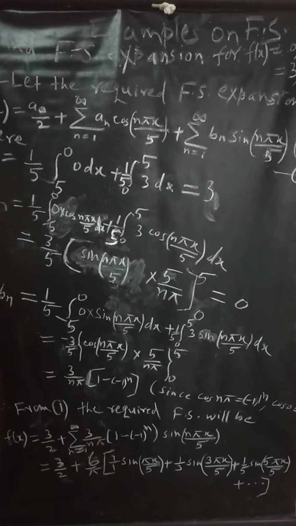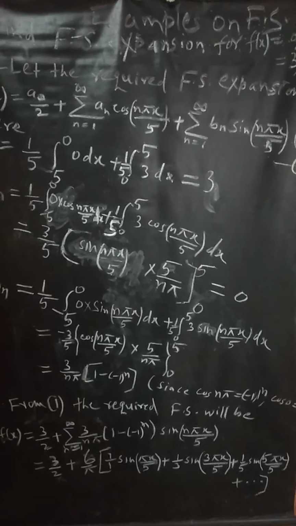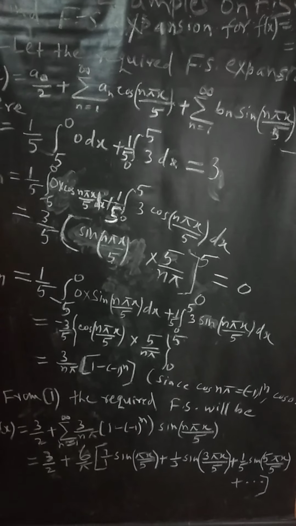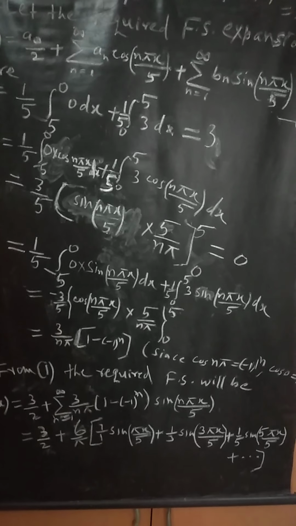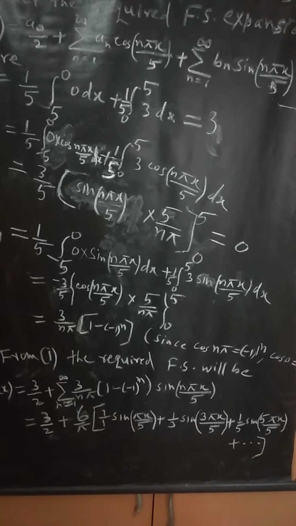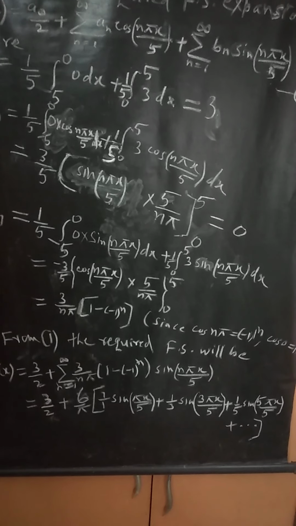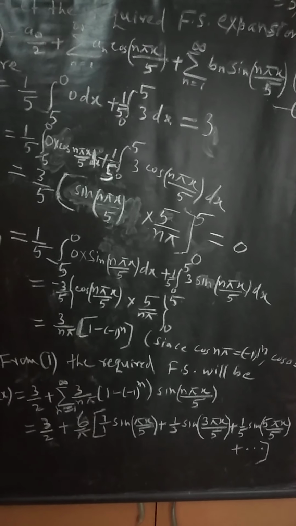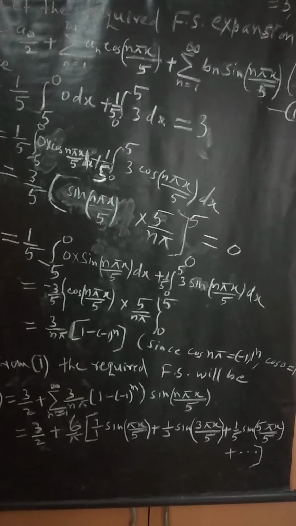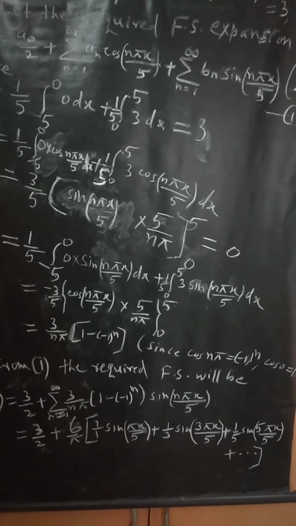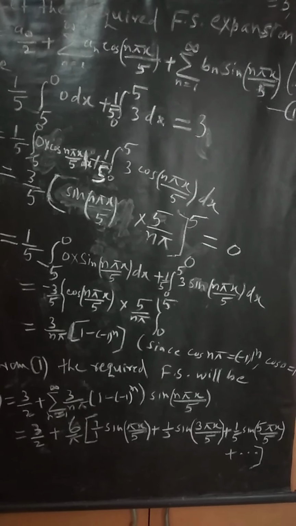Why 6? Because the value of 1 minus (-1)^n is equal to 2 when n is odd, and therefore 2 will be common in each term. We take it out and multiply it with 3 so that we will get 6. So again I will repeat the last step.